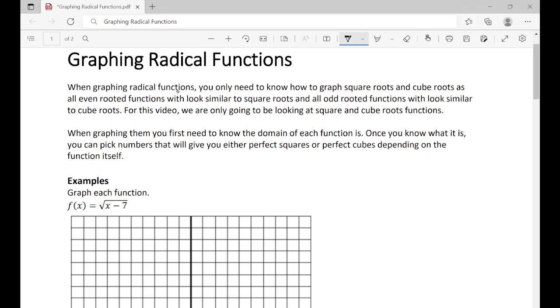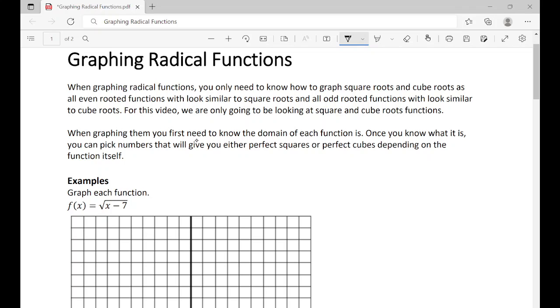When graphing radical functions, you need only know how to graph square roots and cube roots, as all even-rooted functions will look similar to a square root, and all odd-rooted functions will look similar to a cube root. For this video, we're only going to be looking at square and cube root functions.